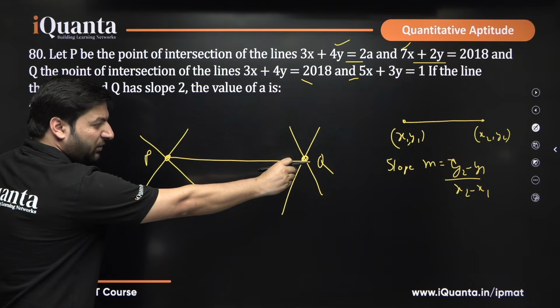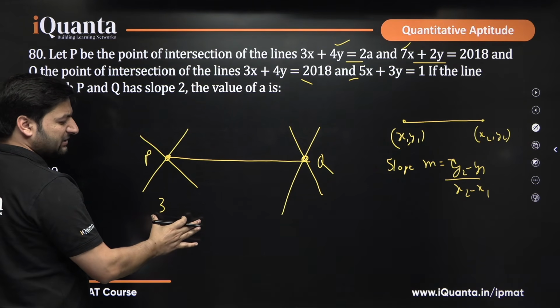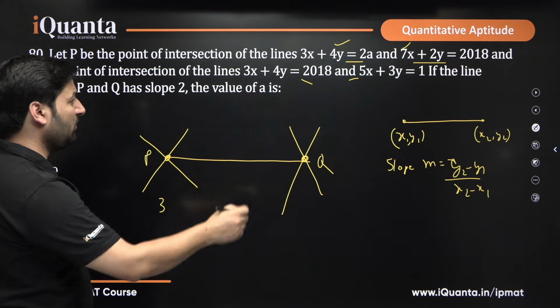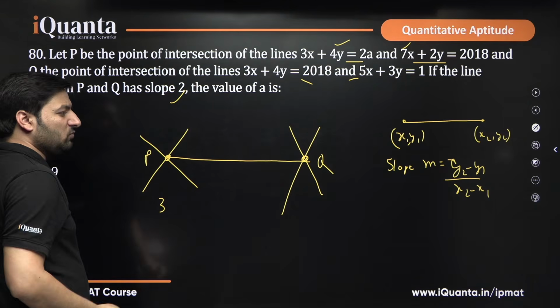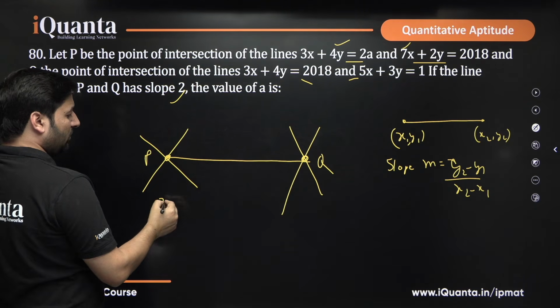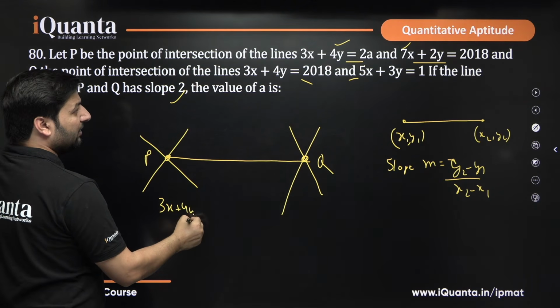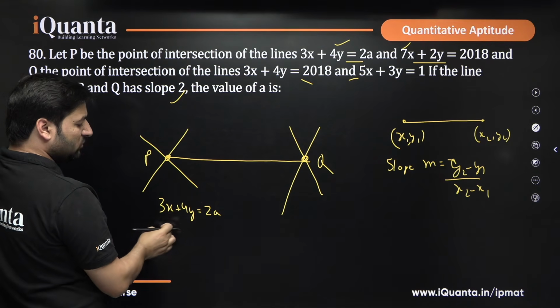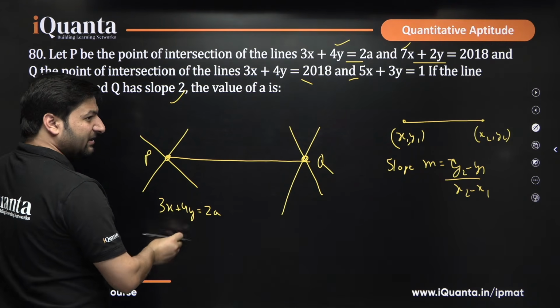You can find out the intersection point of another, and then the intersection points here will be x1, y1, and these two intersection points will be x2, y2. Then you can apply the slope formula and put it equal to 2, because slope is given 2. So, here you have 3x plus 4y, and that is given equal to 2a, and here you have 7x plus 2y.